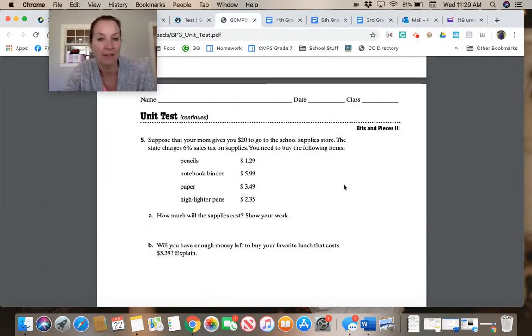Number 5. Suppose that your mom gives you $20 to go to the school supply store. The state charges 6% sales tax on supplies. You need to buy the following items. So you buy the pencils, the binder, the paper, and the pens. How much will your supplies cost? Show your work. That includes the tax. Will you have enough money left to buy your favorite lunch that costs $5.39? Explain. Remember, you have $20.